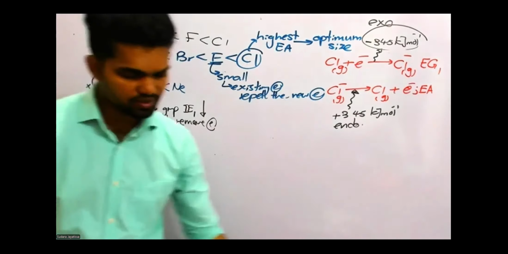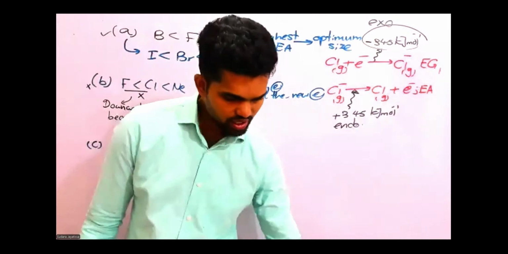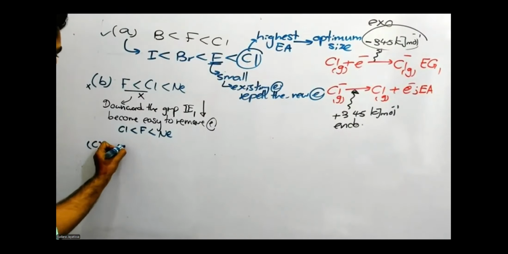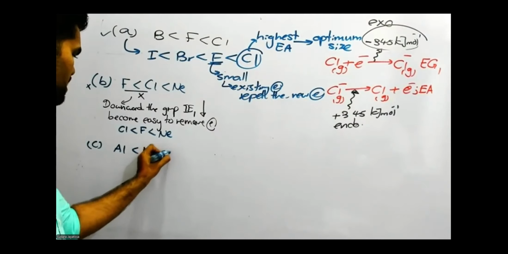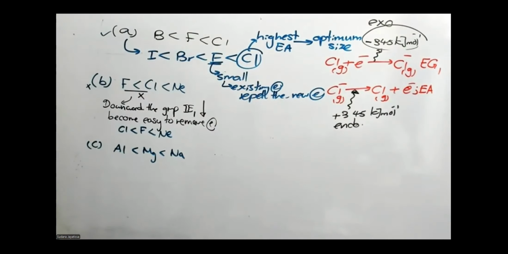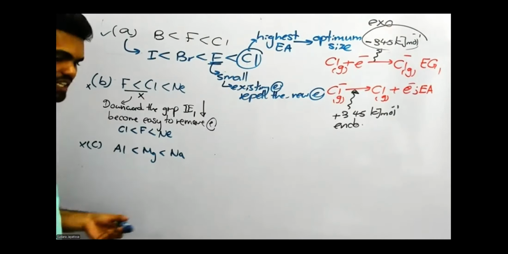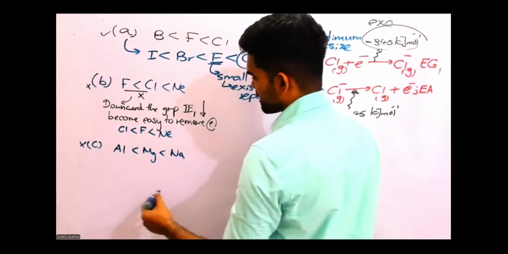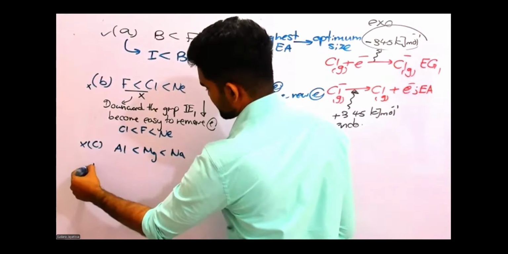B is wrong. Then you can go to C. In statement C, it is talking about metallic lattice stability: aluminium, magnesium, and sodium. The sodium metallic lattice stability is not going to be higher. So this order is totally wrong. It's going to be the other way. Remember, it's going to be the other way.